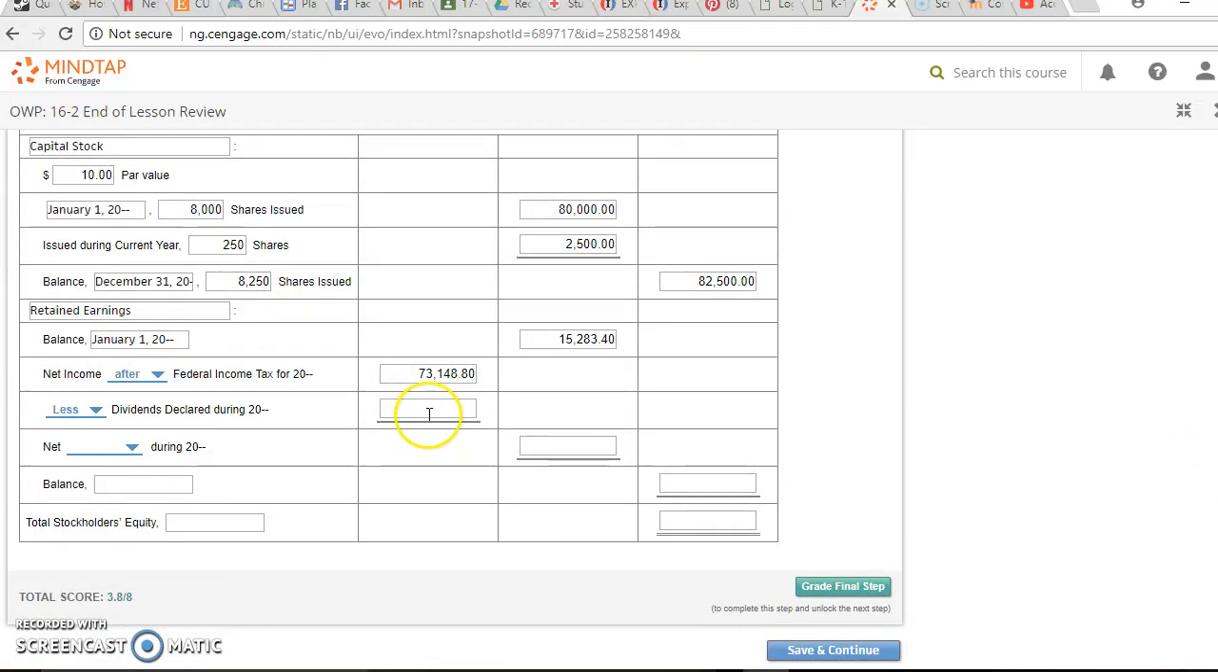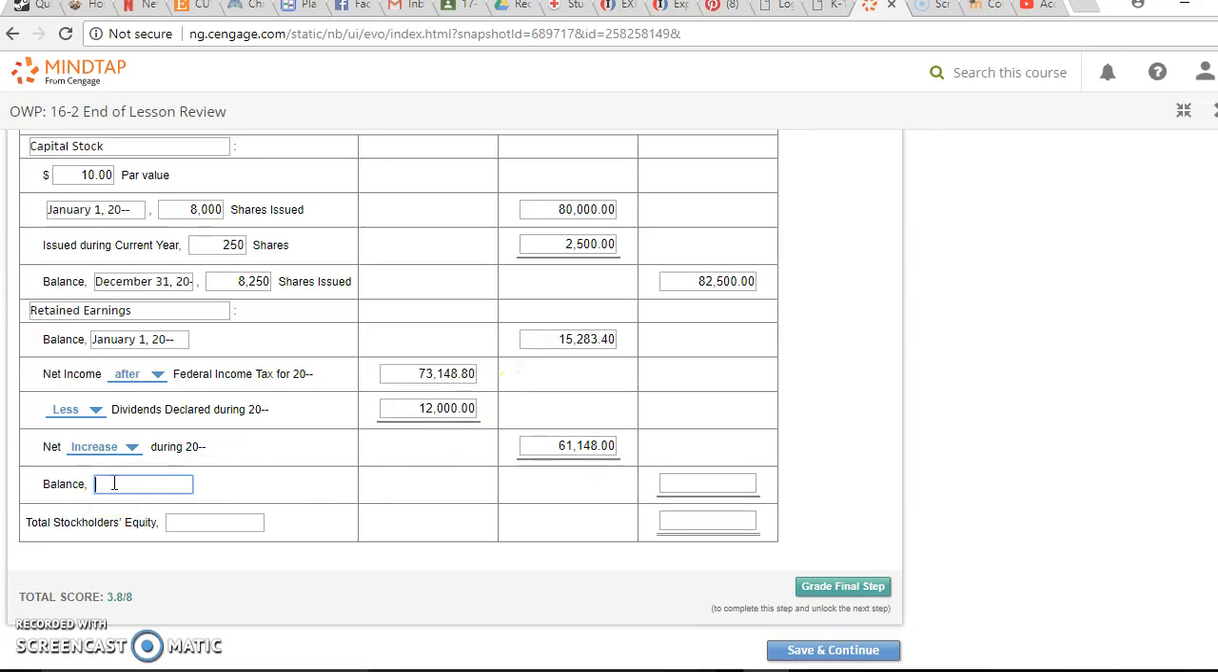So less 12,000 here gives us 61,148, and that is still a net increase. Now, if you gave out $80,000 in dividends and you only made 73,000, then you would have a net decrease during the year. Or if you lost money, then you would have a decrease.